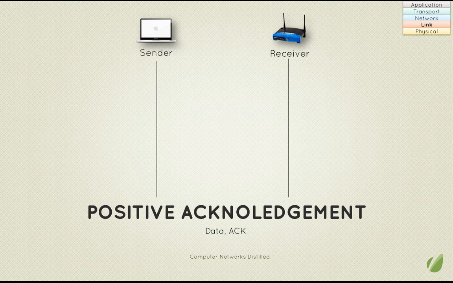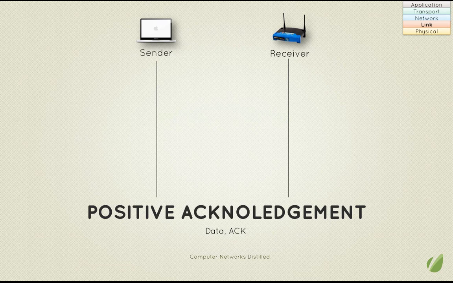Another mechanism used by 802.11 to improve the throughput is a positive acknowledgment. We didn't use this in Ethernet because we could do collision detection, but in Wi-Fi, we want to make sure that the packet was actually delivered successfully. So this is a way of implementing reliability.